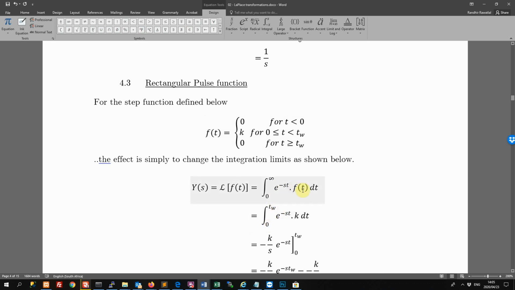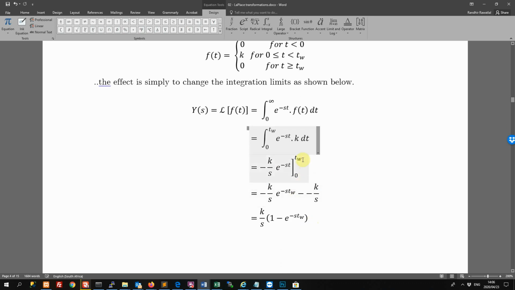And then clearly here you can see that this function is non-zero only between 0 and tw. So in our transformation, we might as well integrate just between 0 and tw. And at that point, f of t is simply k. So we can simplify to a k here. And k is, of course, a constant in time, so we can split that out. And then we have, again, an integral of e to the minus st, which is 1 over s e to the minus st. And this time, however, it's not from 0 to infinity, it's 0 to tw.